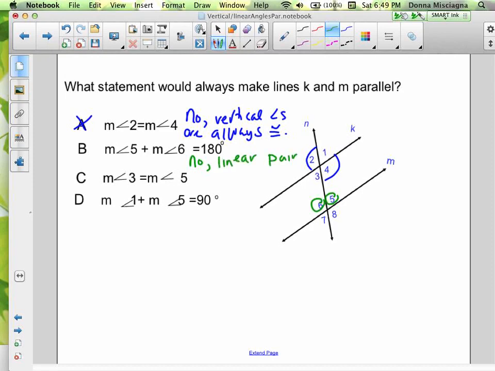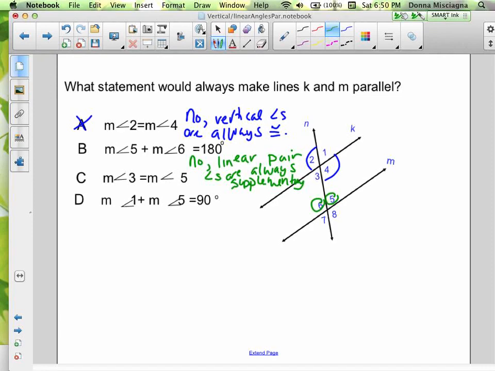Now, if you have any trouble with these, another way you could think about it, and it's not a justification, right? You can't say this is a justification, but it's a way to think about it, to remind yourself. Notice that 2 and 4, they're only on one line, right? They're only on one of our lines that we're trying to see if they're parallel. Only on line K, right? Notice those two, neither of those angles are formed by line M.